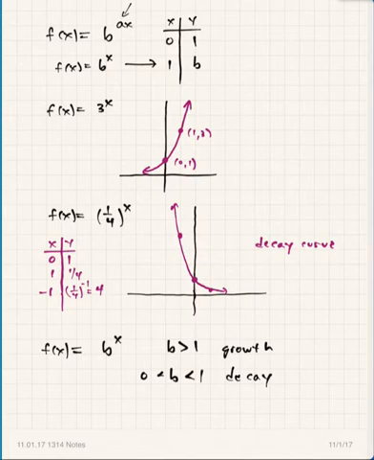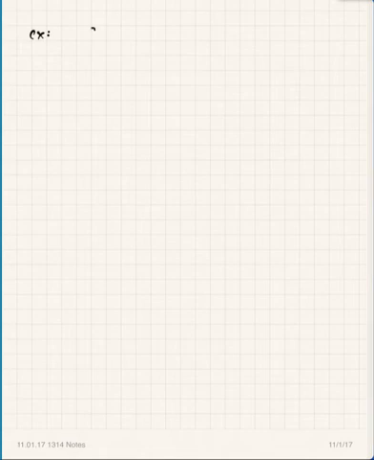All right, so let's look at another example here. Let's say we have f of x is equal to (2/5) to the x. Now let's first of all talk about whether this is growth or decay. This is a function in the form b to the x power. So b to the x.